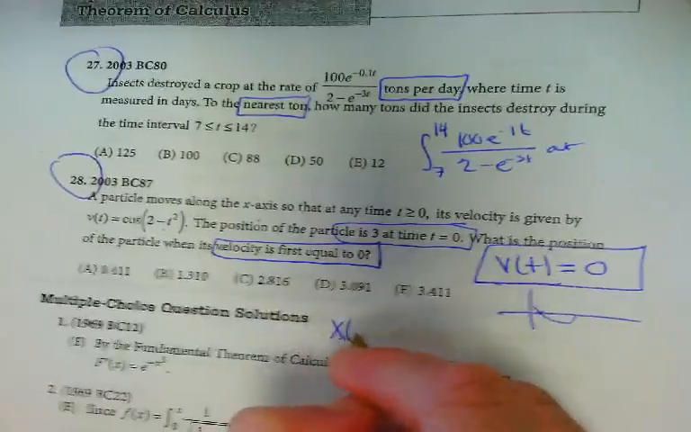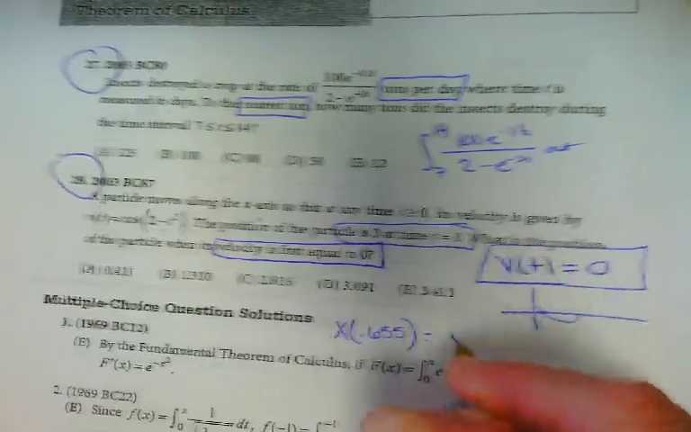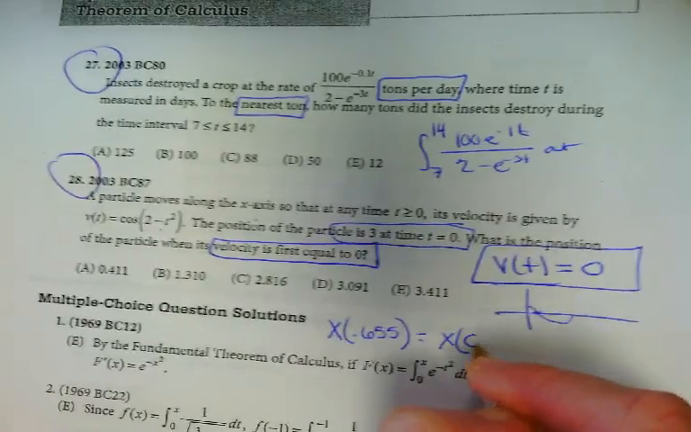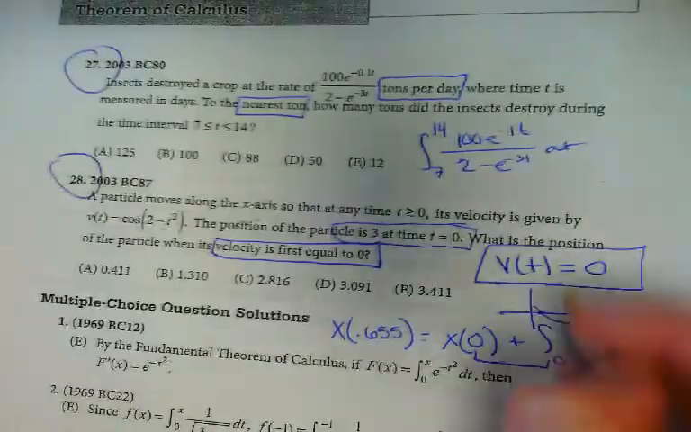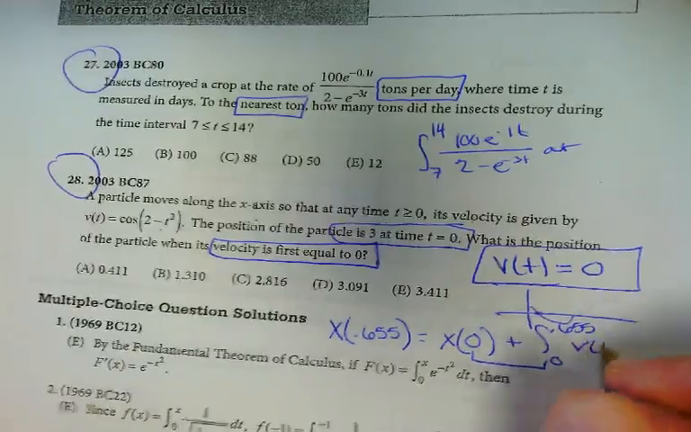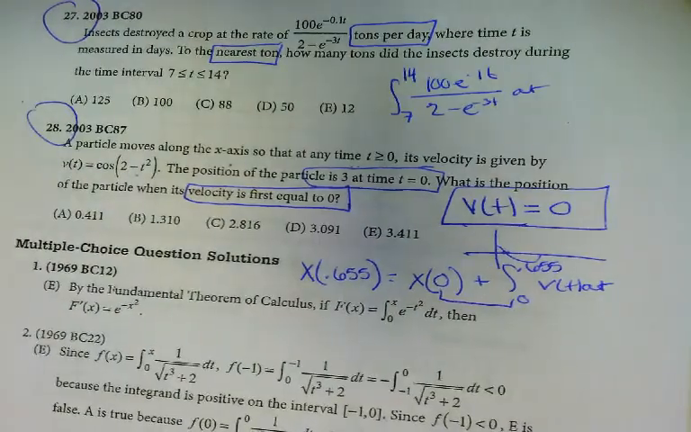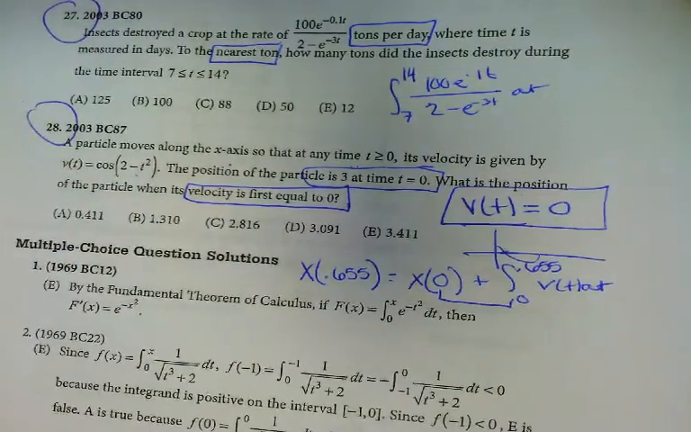Now it wants the position at that time. So I want the position at that 0.655. Yeah. Has to equal the position at what time? 0. Plus the integral, those should be the same, from 0 to what I want, 0.655, of v of t dt. And then you've got your answer. I think that's what I had.